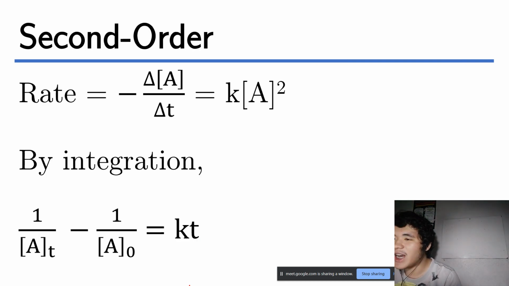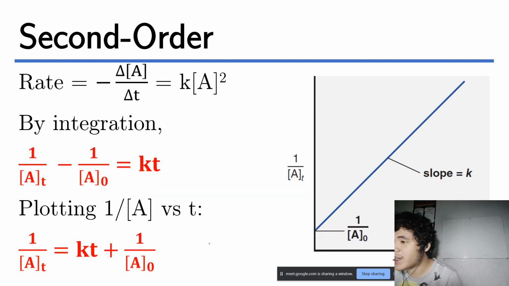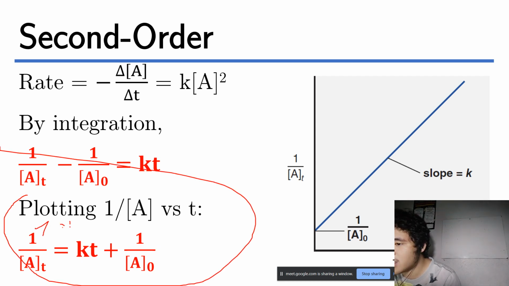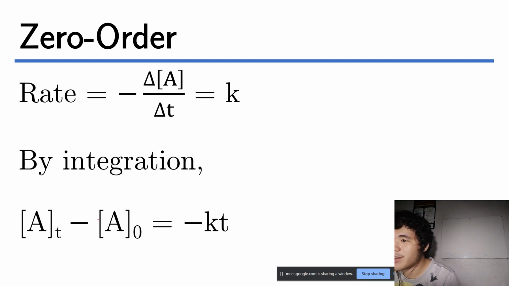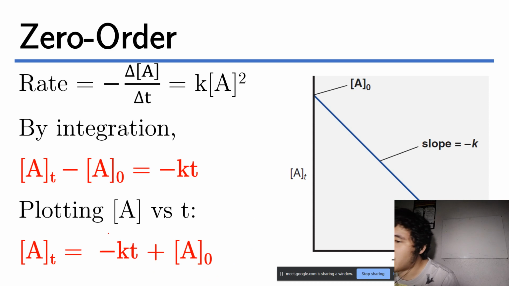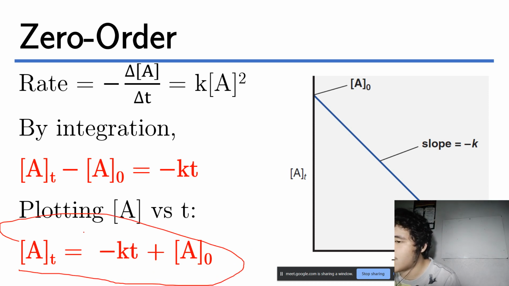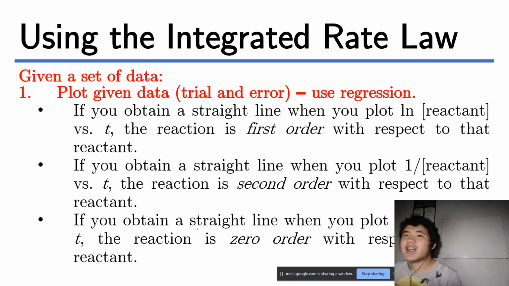Second order, ito makuha natin. Pag ginawa natin siya linear, positive slope up siya. Ito makukuha natin. y equals mx plus b. And sa zero order, by plotting, ito makukuha natin. y equals mx plus b. Sige. Paano ginagamit to? So, given a set of data, plot the given data using your calculator. Sa calculator, kasi iba yung calcu ko eh.